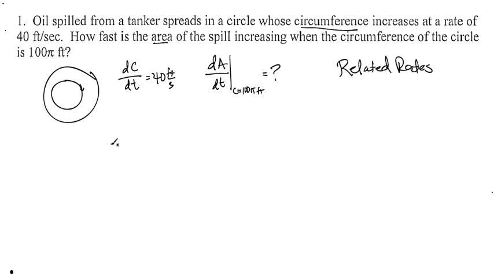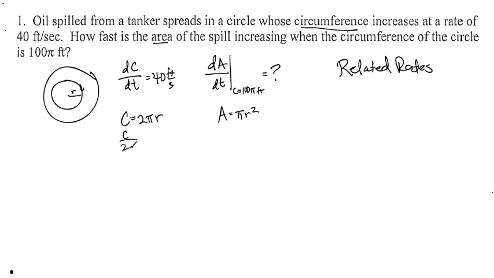Okay, so I start these problems by writing down what I know in terms of formulas for these. So I know the circumference is 2 pi r, and the area is pi r squared, where r is the radius of the circle. Now, in order to relate these two, I have to be able to combine the two equations. So what I'm going to do is solve for r for both of them, and then set them equal to each other.